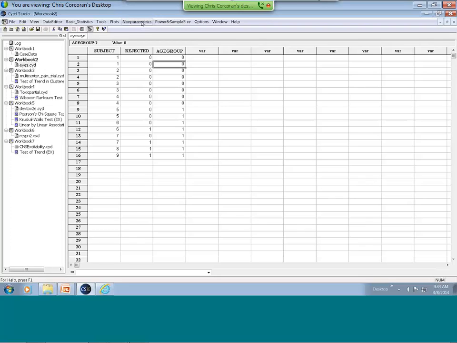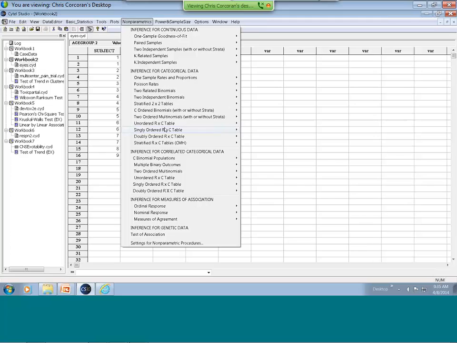it may take 30 seconds to obtain an answer because exact tests are very computationally intensive. And so I didn't want to just sit here and let it run, but this one runs fairly rapidly. So let me show you how this works in StatXact. You can see that all of the correlated data tests now are under this heading, Inference for Correlated Categorical Data.